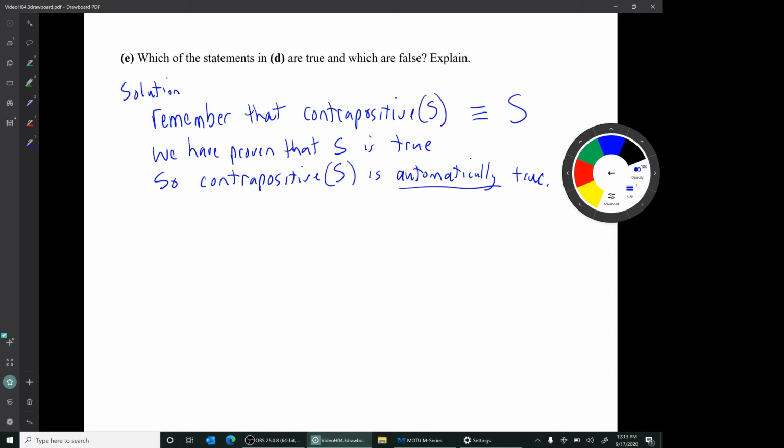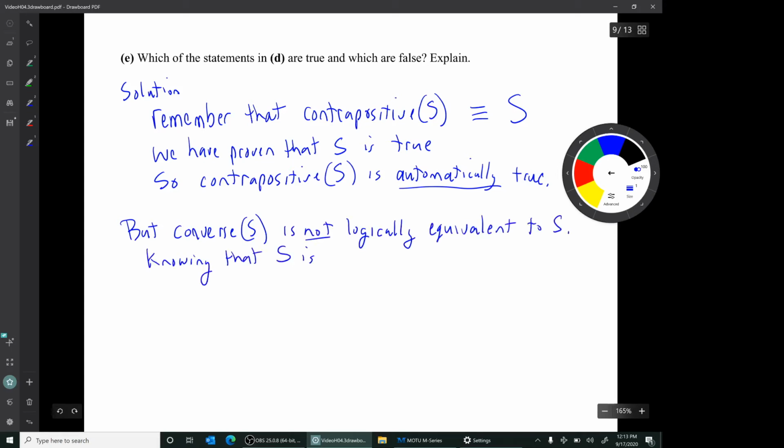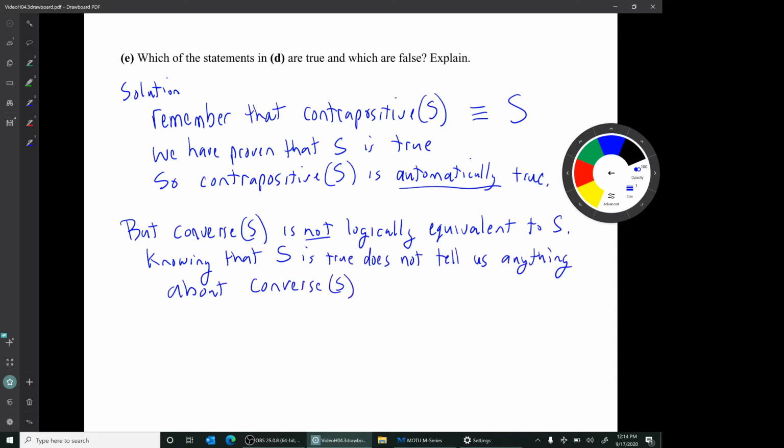But the converse of S is not logically equivalent to S. The fact that S is true does not tell us anything about whether its converse is true. Remember from previous chapters that we've seen examples where an original conditional statement was true and its converse was true. We've also seen examples where an original conditional statement was true and its converse was false. So we can't say right off the bat whether the converse of S is going to be true or false. Let's go up and have a look at it.